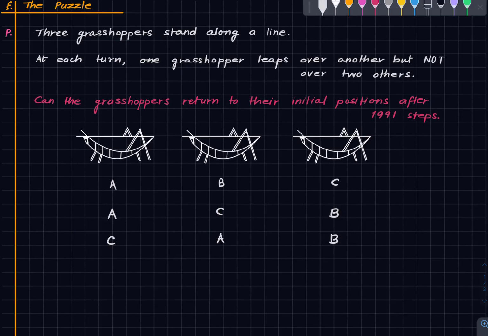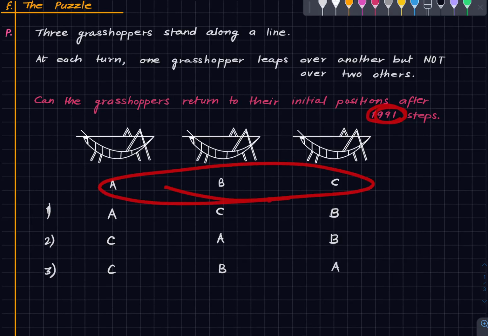And this time maybe this guy does the leaping, so then we will see CBA, and this will go on. The question is, after so many steps, so this is the first step, this is the second step, this is the third step, can it so happen that after so many steps, we come back to this configuration?